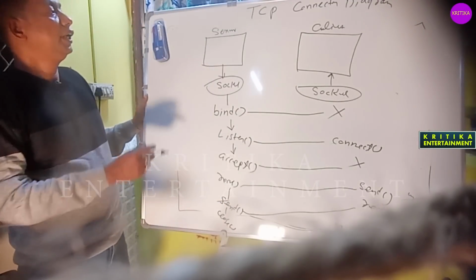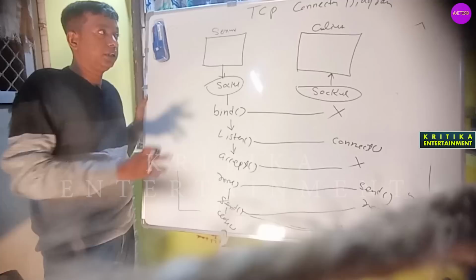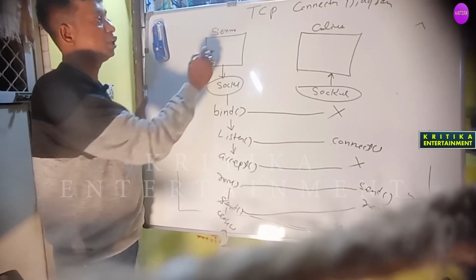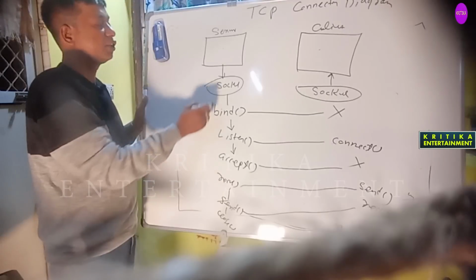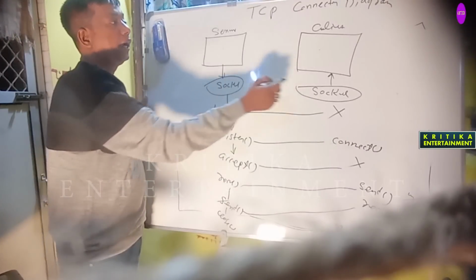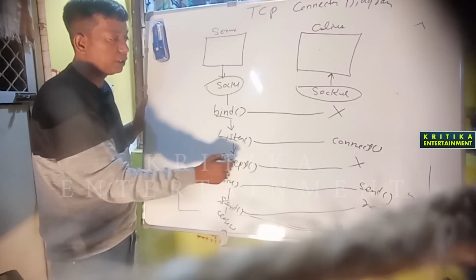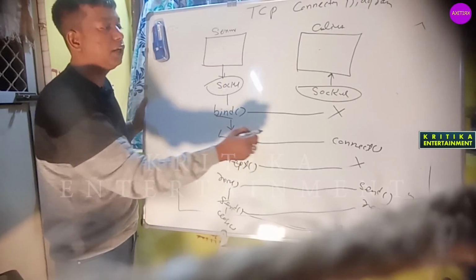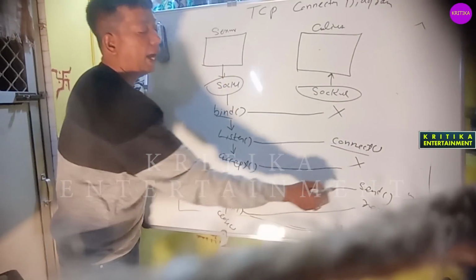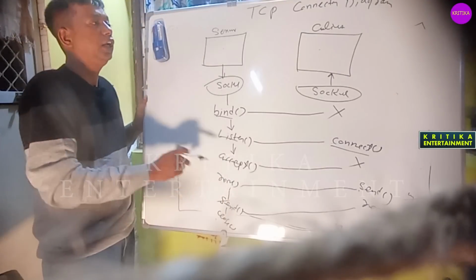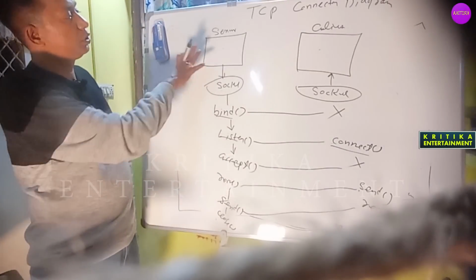So this is called the TCP connection diagram. You remember, the server side has a socket and the client side has a socket. Then on the server side bind, listen, accept functions are there, but on the client side only the connect function is there. Send, receive, close and receive, send, close are common to both server and client.